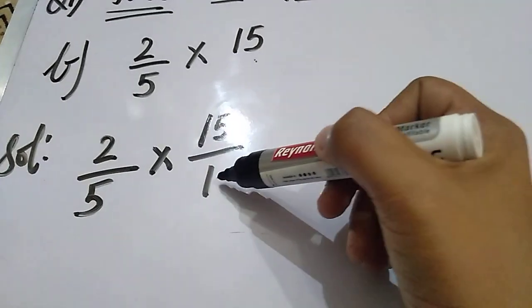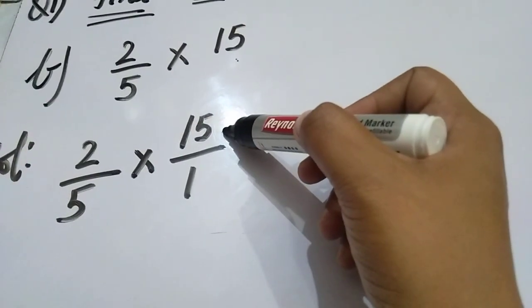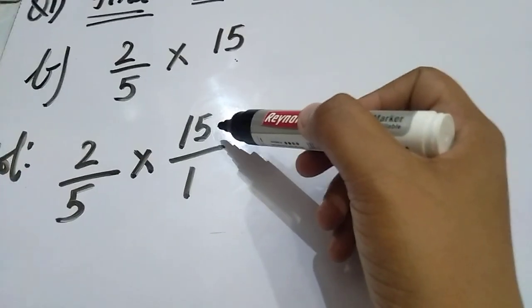It's also the same. So now check it in the cross. Here is 2 and 1. It is in lowest term. Yes. Here is 5 and 15. No, it can be simplified.